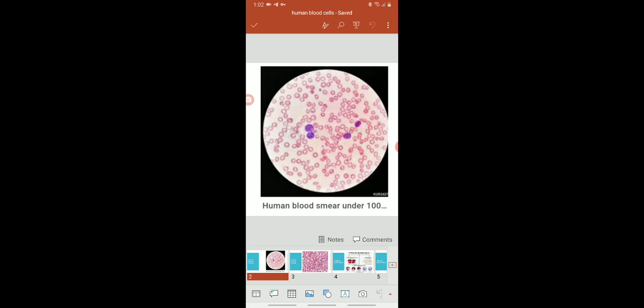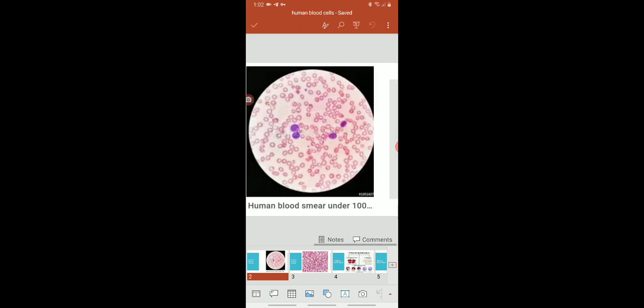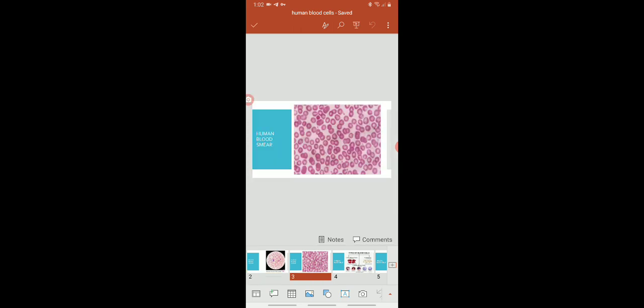Here is one image of a human blood smear under the 100x power of the microscope. Then there is a second image. It also shows the different types of blood cells. We are very well aware that the blood cells are of three different types. First one is RBCs, second one WBCs, and third one is the platelets.